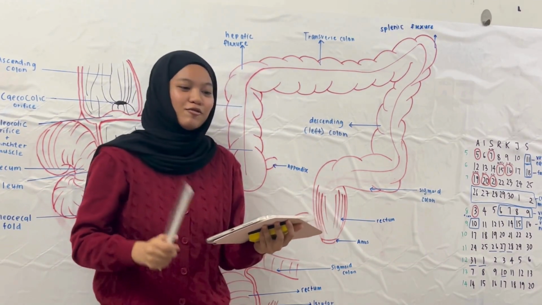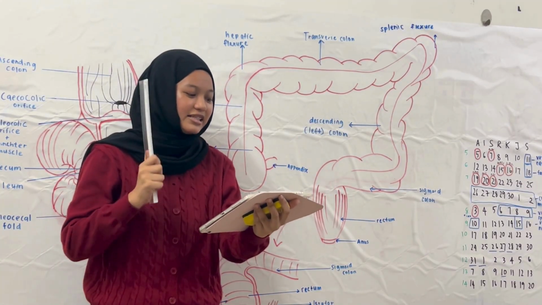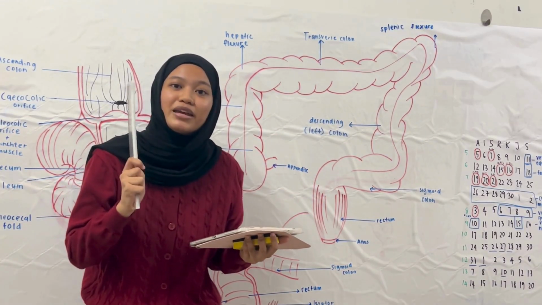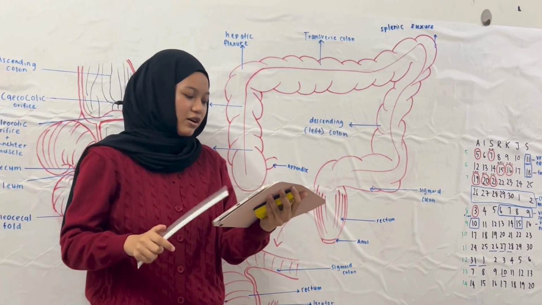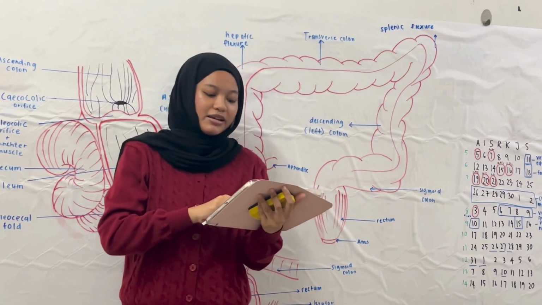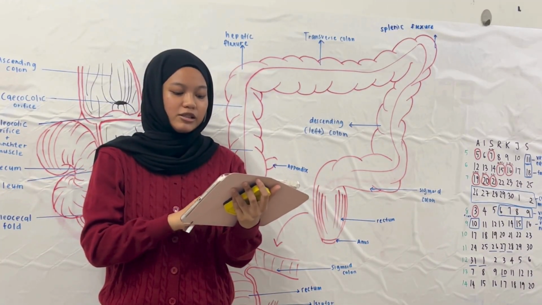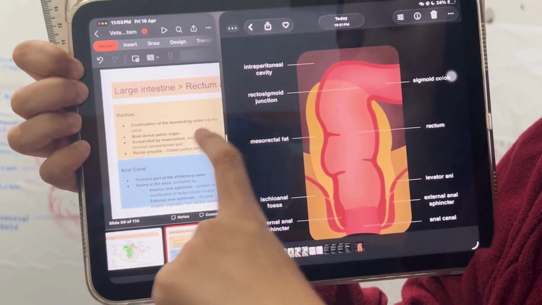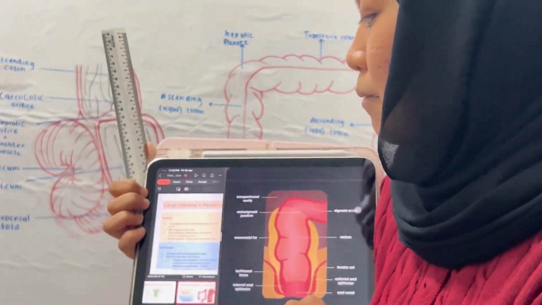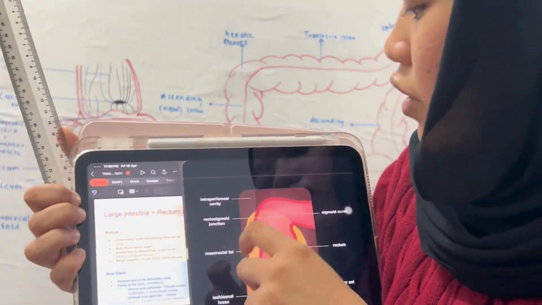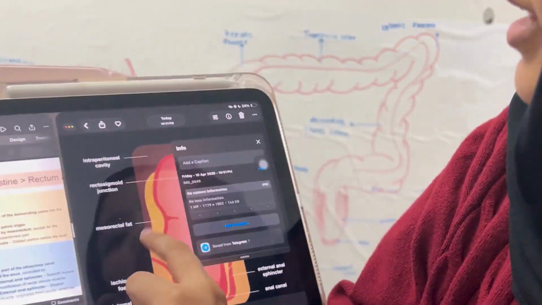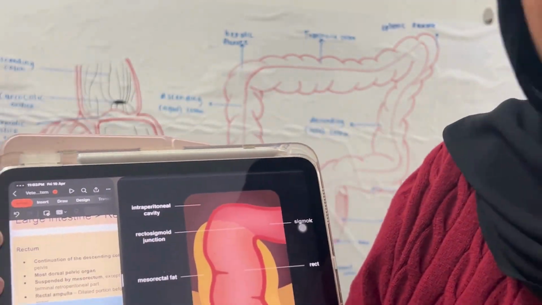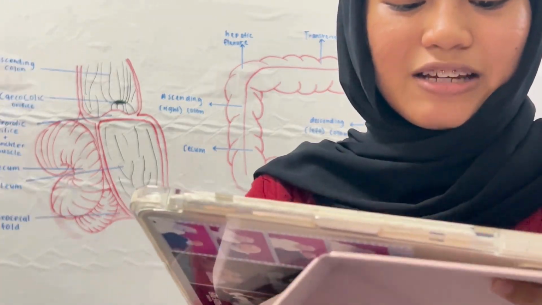Understand? The third point is that it is suspended by the mesorectum, except for the terminal retroperitoneal part. So what does it mean? We don't know what the mesorectum is, right? I need to show you the picture of the mesorectum. We have the mesorectum part, so here it is suspended by the mesorectum. For the rectum, we have the upper rectum, middle rectum, and lower rectum. For the upper rectum, it is attached at the mesorectum, but for the lower part, it is attached to the retroperitoneal part.